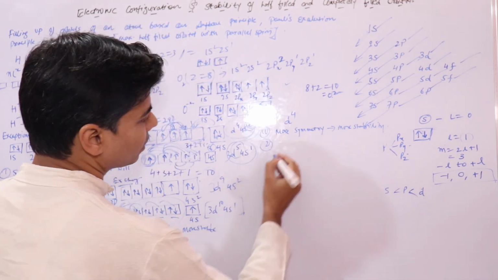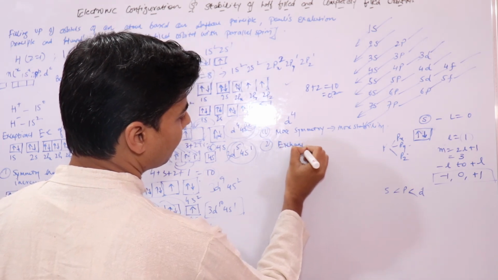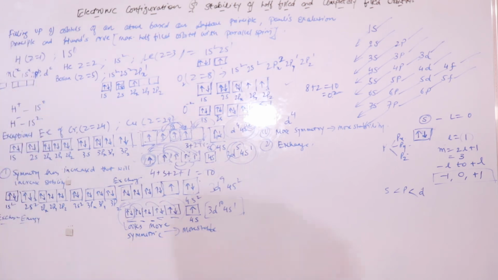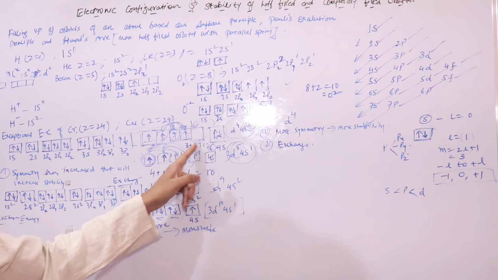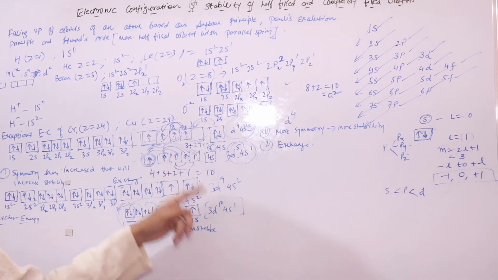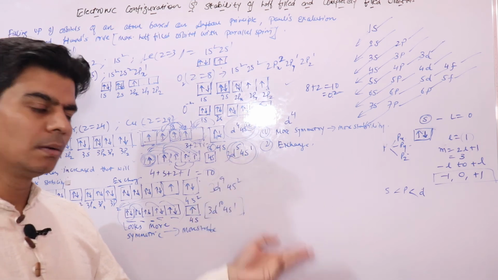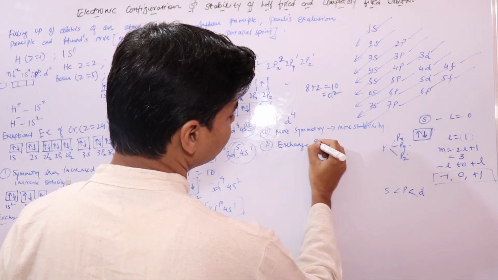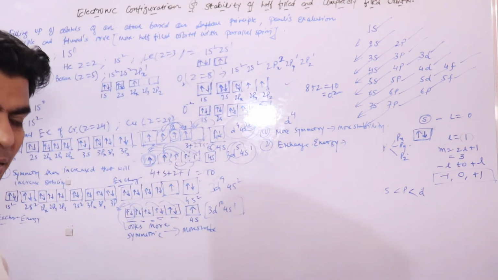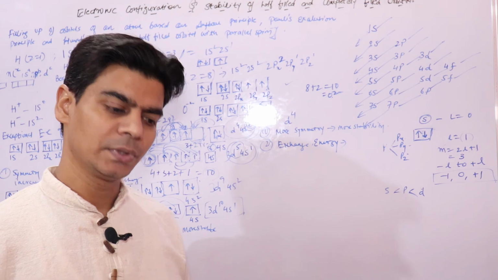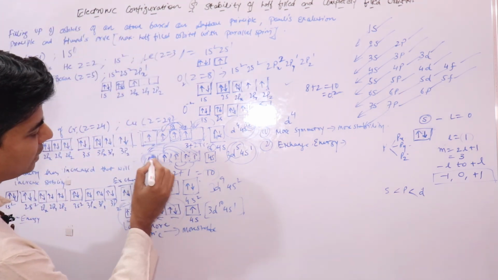Second is exchange energy. Now we know that exchange energy is maximum when we have all orbitals completely filled or all orbitals half filled. So more exchanges means more exchange energy, and more energy would be released. Energy released will be greater when exchanges are more. What exchanges are we talking about?